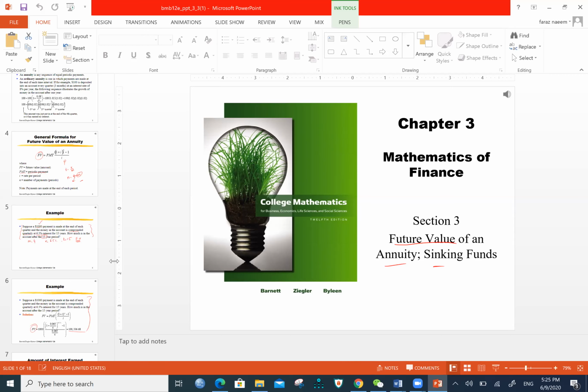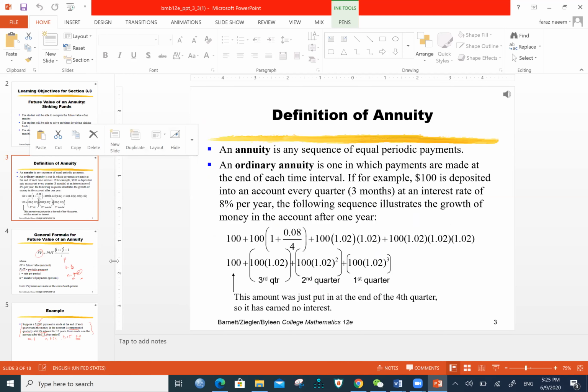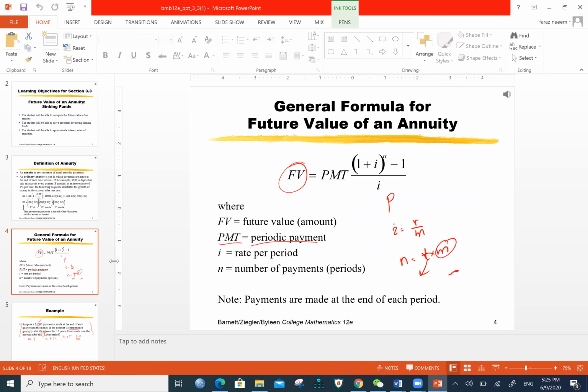Okay. So this is the formula for future value of an annuity. PMT is the sequence of equal periodic payments, I we know is R over M, and N we know is M times T, and FV is the future value of the annuity.